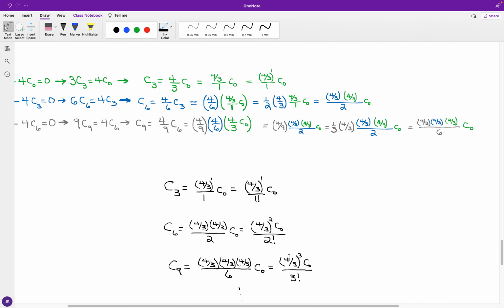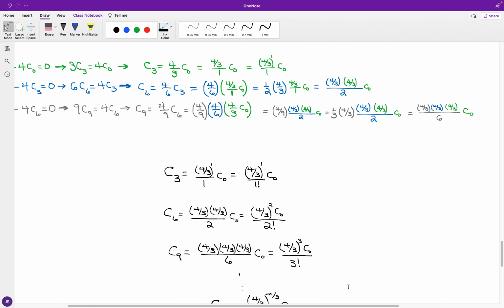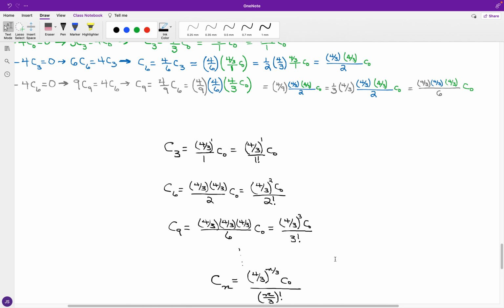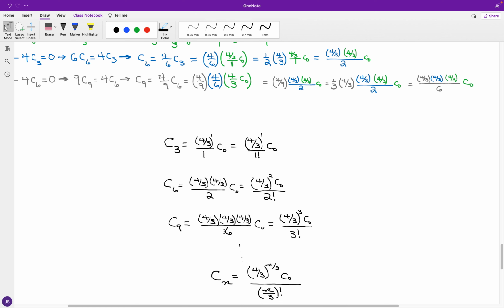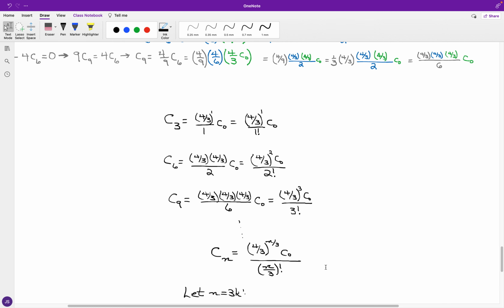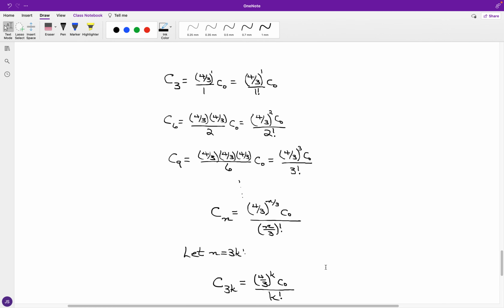And for c sub 9, you have 4/3 to the third c naught all over 6, which we have with 3 factorial. And if you notice, the power to which 4/3 is raised, as well as the value that we are taking the factorial of, will be 1/3 of what we have subscripted for c on the left. So you have a pattern where c sub n is equal to 4/3 raised to the n over 3 power c naught, all over the factorial of n/3.